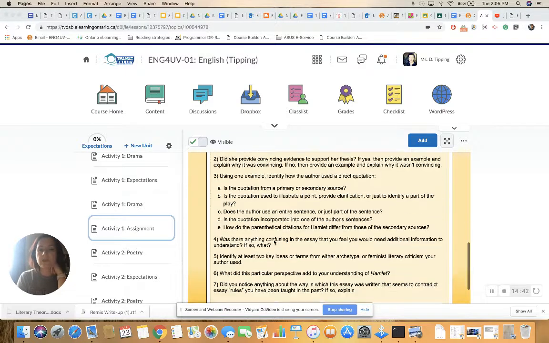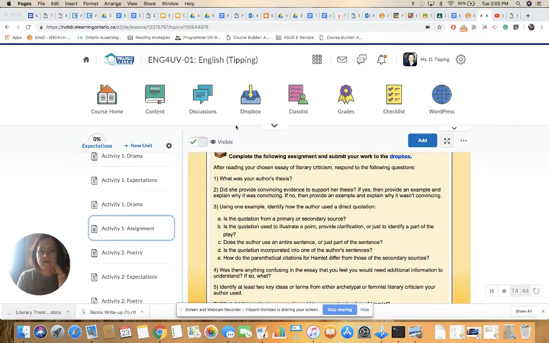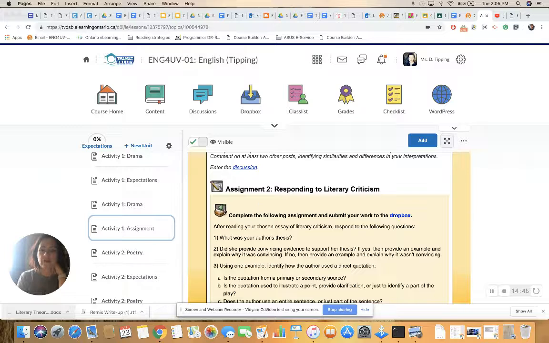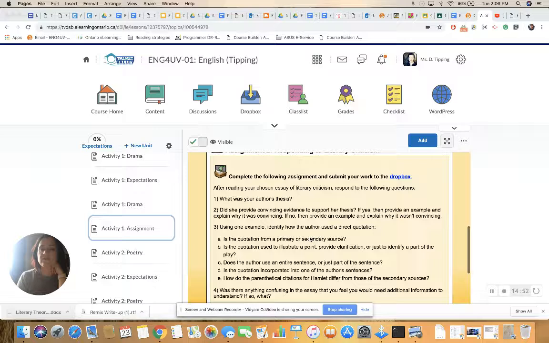I have given you 2 different essays, and those are in the content. So if you go back to content, which I'm not going to do right now, you choose which one you want to read, okay? And for whichever essay that you've read, and just so you know, one of them is, I think, archetypal and one is feminist, you need to identify the author's thesis. You need to talk about why it was convincing. If there was nothing convincing, you can argue that too. Make sure you're providing examples. And then using one example, identify how the author used a direct quotation.